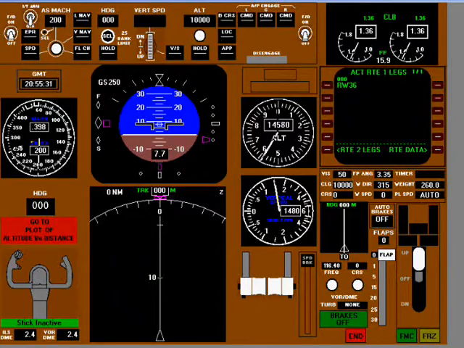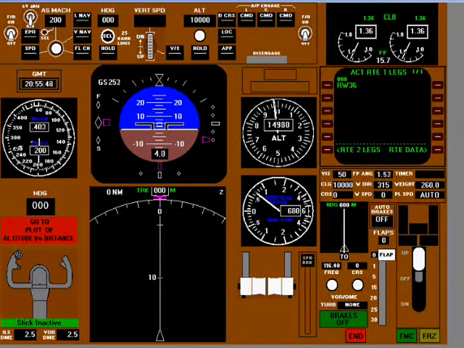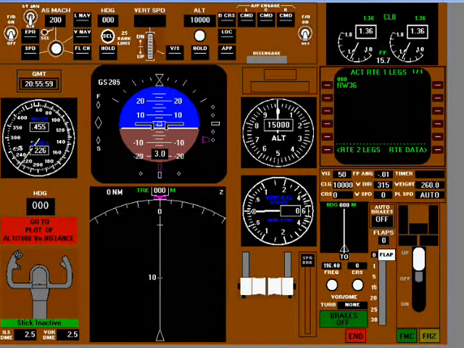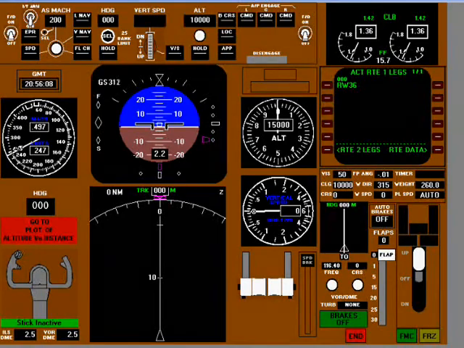Plotting speed has now been slowed down. Rotating to the zero rate pitch attitude, we capture 15,000 feet. And maintaining climb EPR, we now accelerate toward our target speed of 250 knots, maintaining 15,000. Approaching 250 knots, we'll set the EPR to maintain that speed.